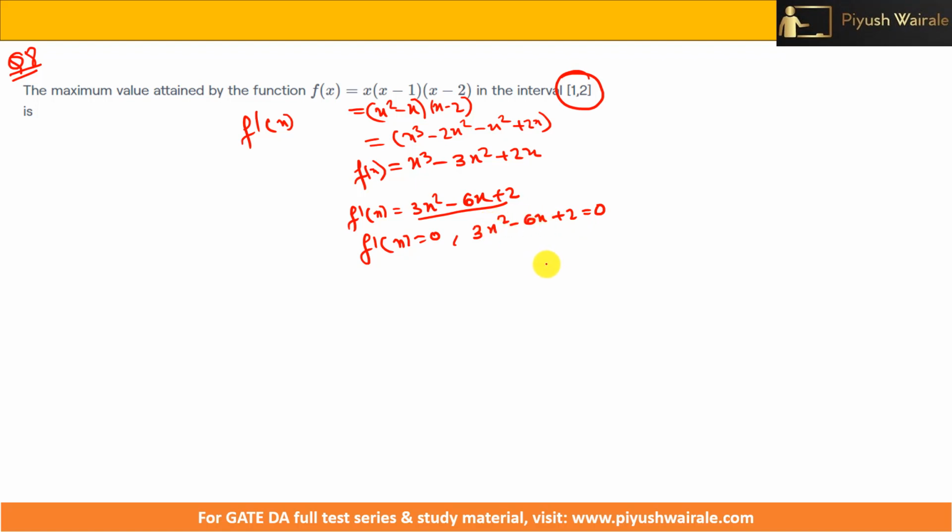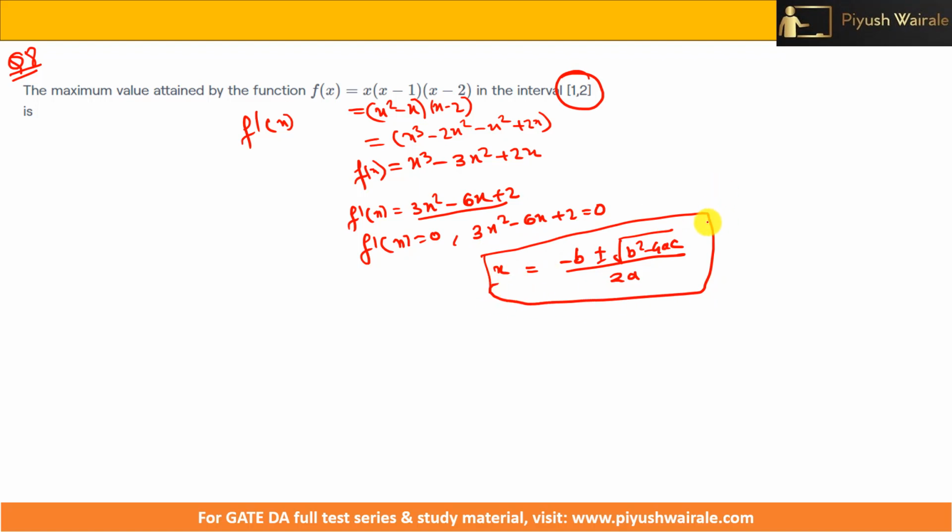No, right? So what we can do is use the generalized concept to find the roots, that is x equals minus b plus minus square root of b square minus 4ac, divided by 2a. This is the formula for calculating the roots of a quadratic equation. The equation is like this: ax square plus bx plus c equals 0. If you compare this equation with ours, we get a equals 3, b equals minus 6, and c equals 2. Just put in the values. So what is the value of x?